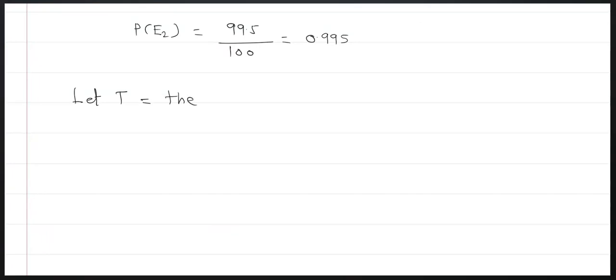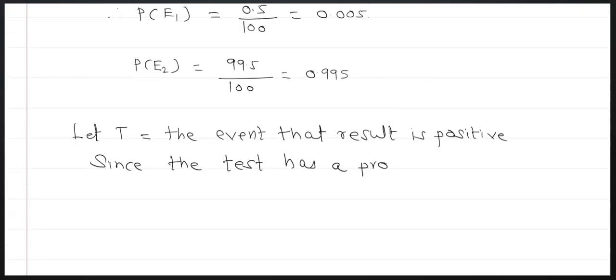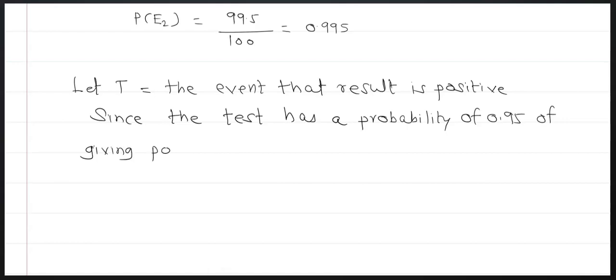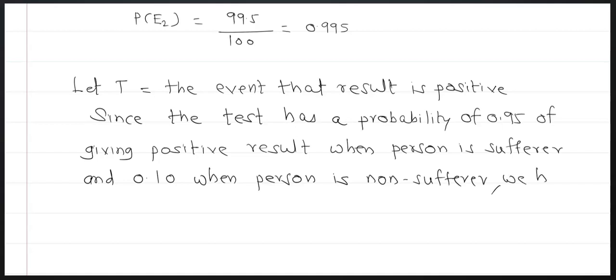Now let T be the event that the result is positive. Since the test has a probability of 0.95 of giving the positive result when a person is a sufferer, and 0.1 when the person is a non-sufferer.